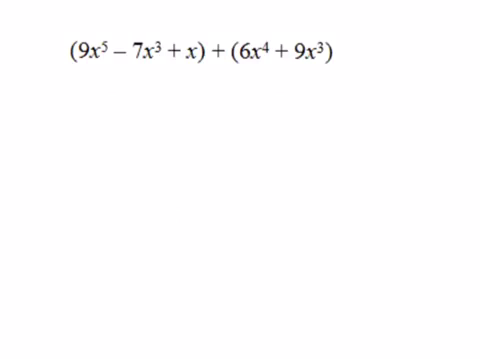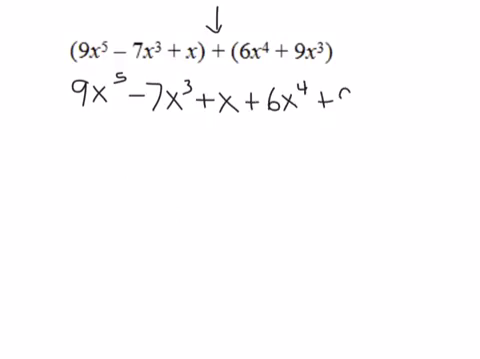In this second example on addition, I am going to use a different method, and again, some of you are comfortable just jumping to the answer right now, and that's fine as long as you are doing it accurately. What I'm going to do in this one is actually rewrite it, reminding myself that if this is addition, we don't actually even need the parentheses. So I'm just going to write 9x to the 5th minus 7x to the 3rd plus x plus 6x to the 4th plus 9x to the 3rd.